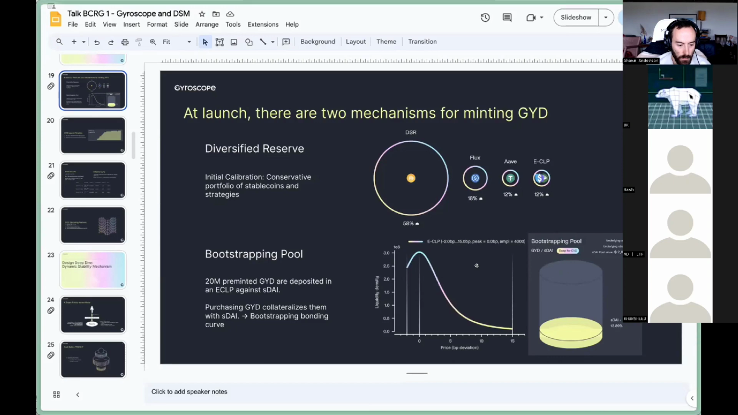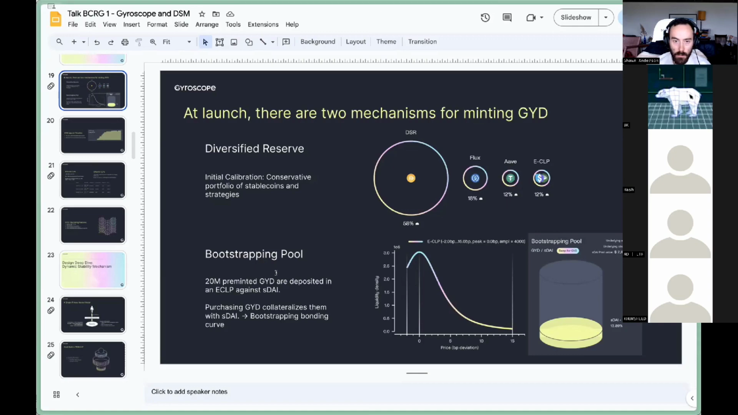And actually, if you look at the system currently, this is what the system looks like. The reserve is very small because most people just took the easiest route and just bought GYD from the pool.